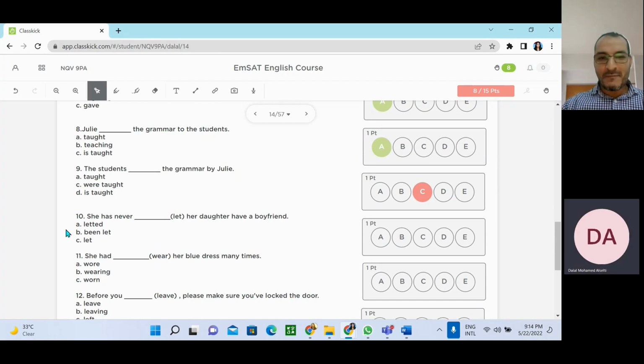You know what? This sentence, when I created it, the original one used the preposition "to" Julie. So I changed it to make it "by." It's confusing. If I kept "to," I'd have to change it. I say Julie taught the grammar to students. See? But I try to make it challenging.